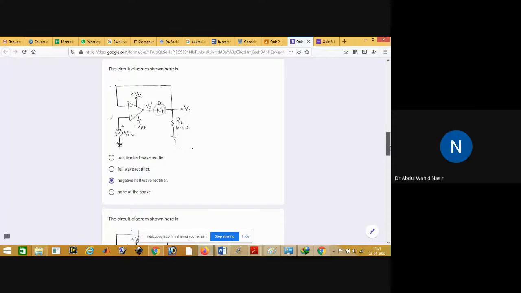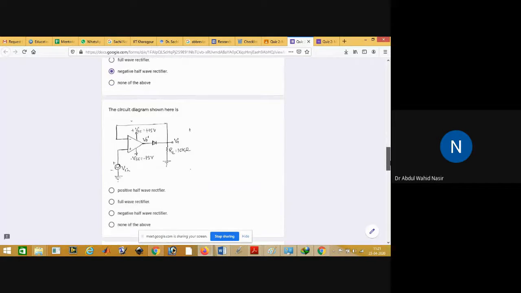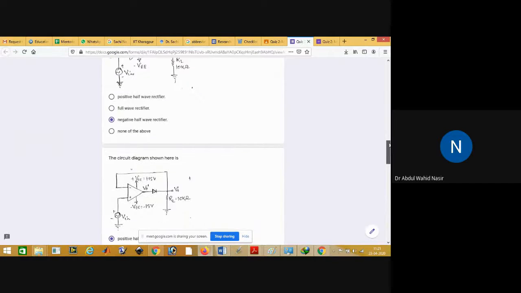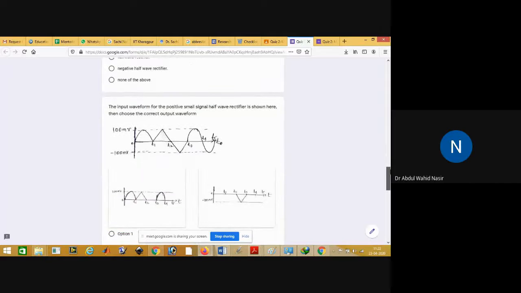Clear? So if you reverse the diode, then see the second problem here. The diode is connected in this manner. Then is this circuit acting as a positive or negative? Positive. Good. So it is quite easy. So we have completed 8. So you have the responses for 8 questions. Now comes the 9th question.